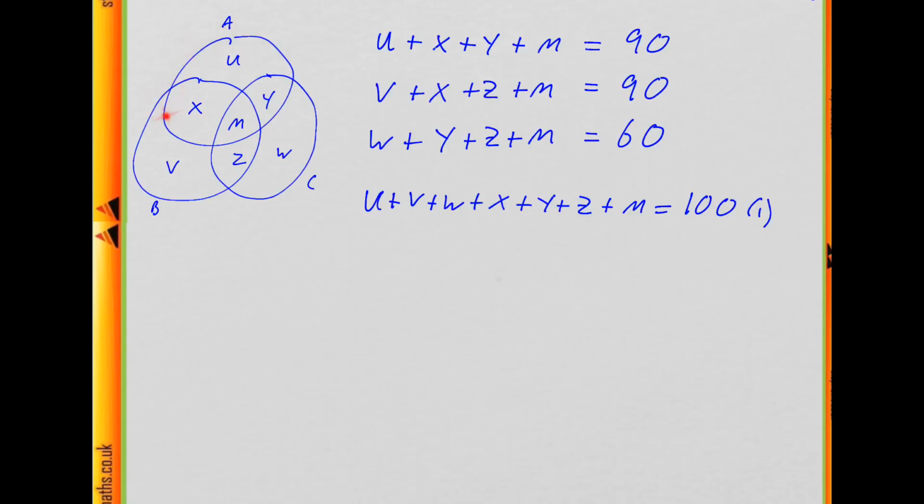So we're told, for instance, that A has size 90 and the whole thing is size 100. So that means these 3, which are outside A, add together to 10. And we can do a similar thing for these 3 and for these 3.